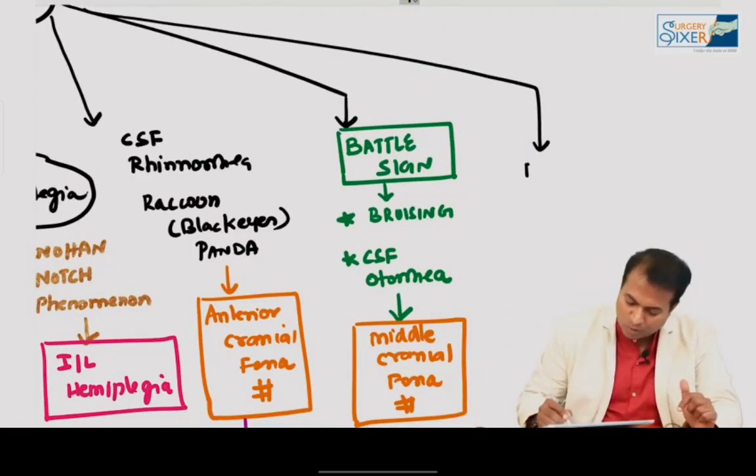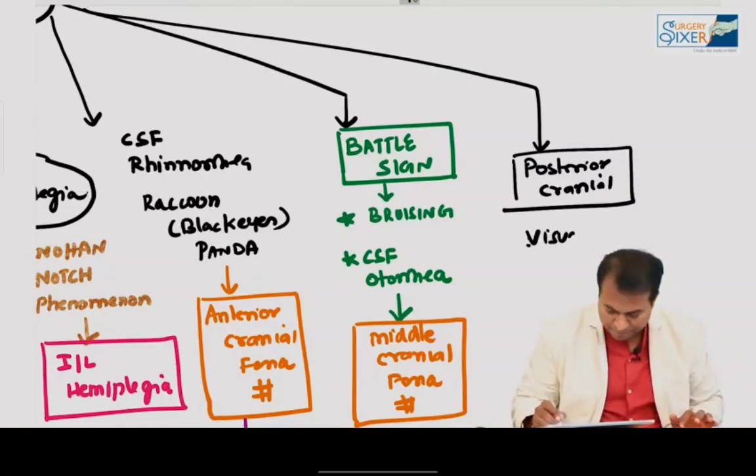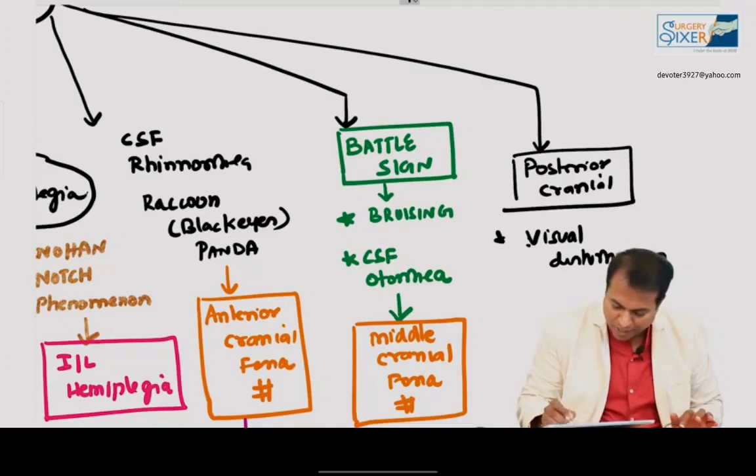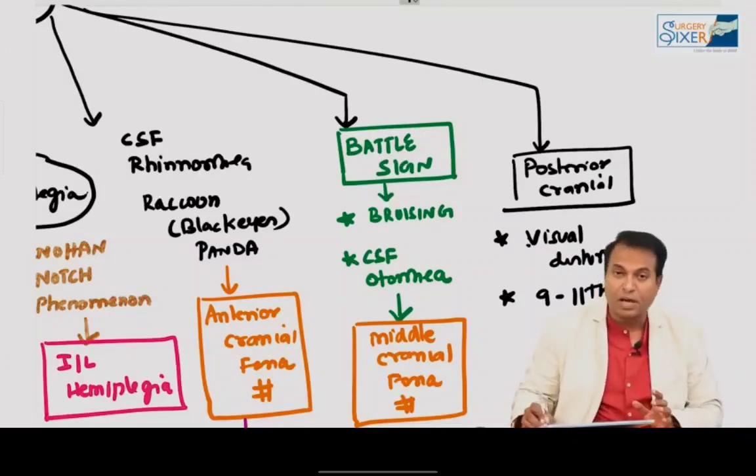Yes, there is one more fracture known as posterior cranial fossa fracture. In posterior cranial fossa fracture, the major disturbance we get is visual disturbance, and we get a syndrome of paralysis of cranial nerves 9 to 11, known as Vernet syndrome, which is also known as jugular foramen syndrome.